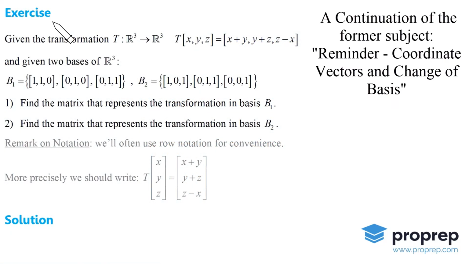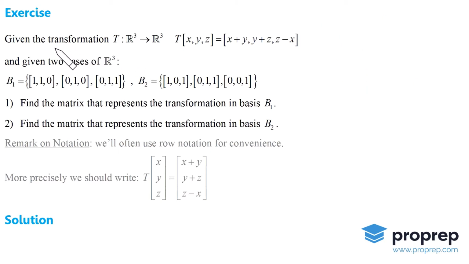This exercise is a continuation of a multi-part exercise. Here we're given a transformation, unless I say otherwise it's a linear transformation, T from R3 to R3, given by the following formula. And we have two bases of R3, this and this. These appeared in a previous exercise. We have to find the matrix that represents the transformation relative to the basis B1, and then the same thing for basis B2.